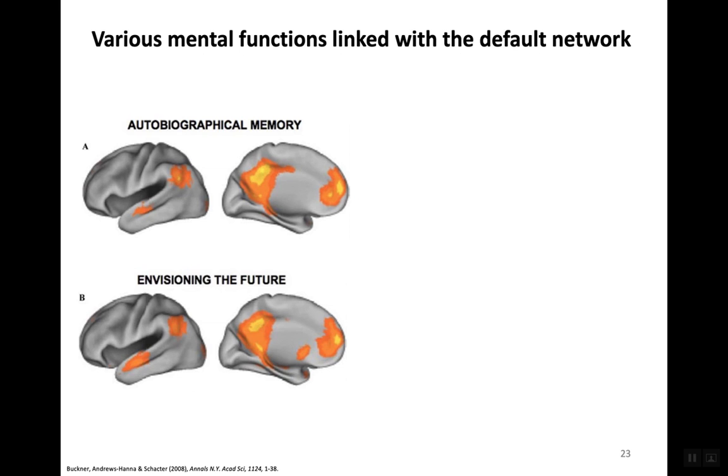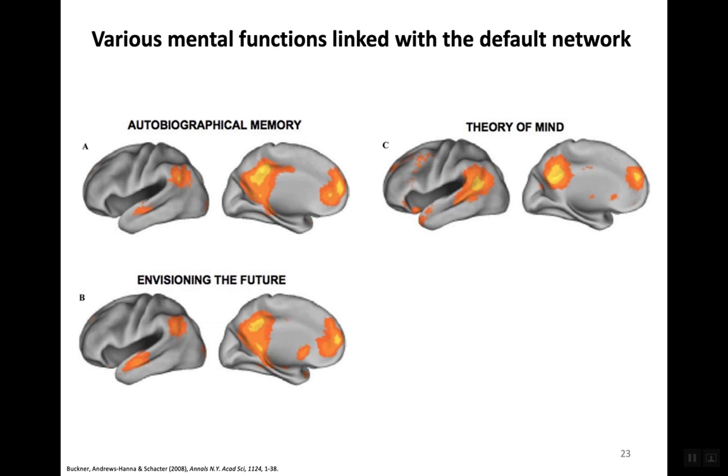We also activate the default network whenever we try to envision the future. So let's say I'm trying to think about a coming game, and I'm trying to think about how the opposing team might react to a certain strategy, or I'm simply trying to think about how I'm going to plan the rest of the term, so I do my best at an exam. All of this falls under the umbrella of envisioning the future. And again, this activates the default network.